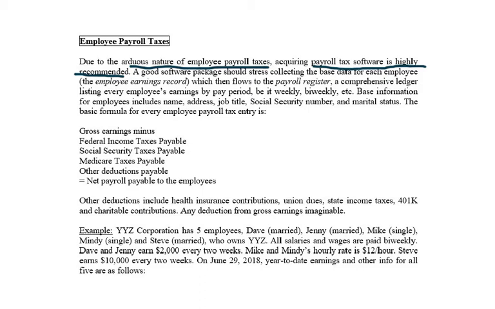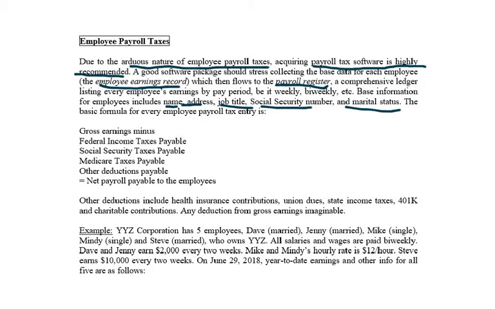Any type of package is going to be set up so that you can have a very active employee earnings record. And again, the idea of this earnings record is that it is going to flow to what we call the payroll register, which is just a comprehensive ledger that lists every employee's earnings by, you name it, pay period. Doesn't matter if we're talking about weekly, bi-weekly, or whatever the case may be. Also, the base information for each employee would be included in here. So all the stuff you would expect to see: name, address, job title, social security number, and marital status would all be included in that payroll register and the accompanying earnings record as well.